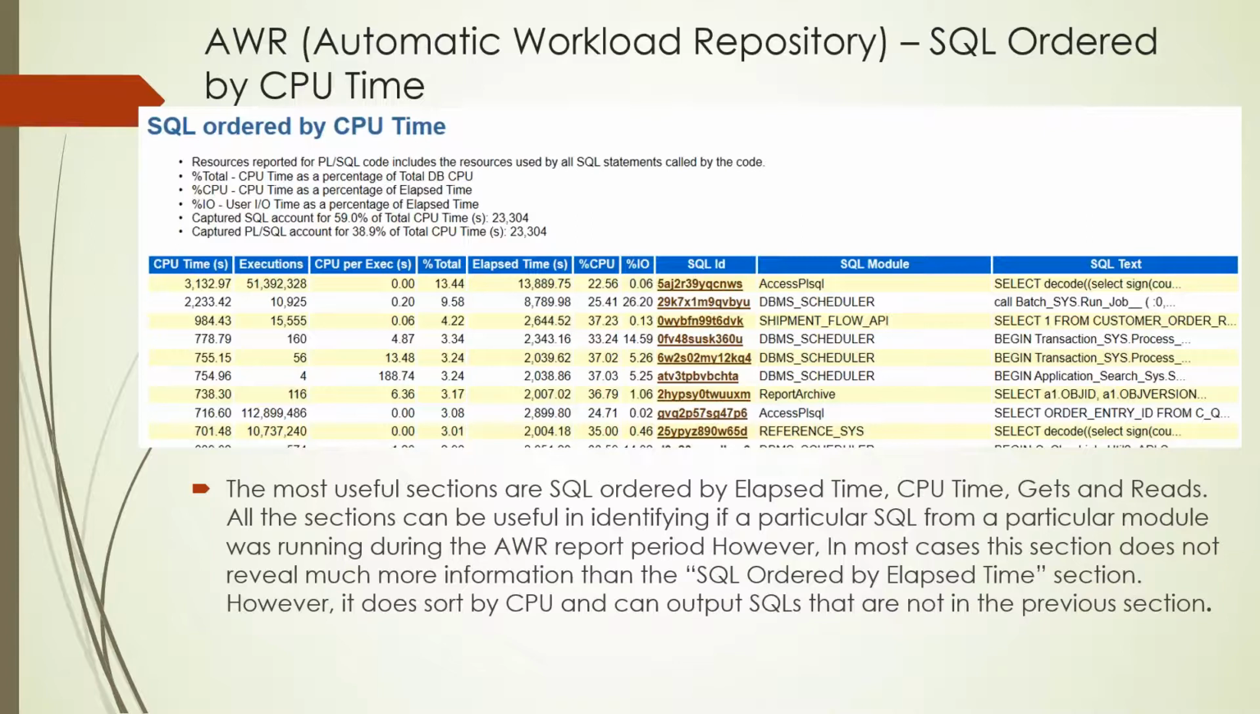The most useful section is elapsed time. If this section does not reveal much information, SQL ordered by elapsed time is the section you should look at. However, you can also get the SQL queries which are actually using a lot of CPU time. Now you can see this access pre SQL will always be at the top in every table because it has high CPU time plus a high number of executions.